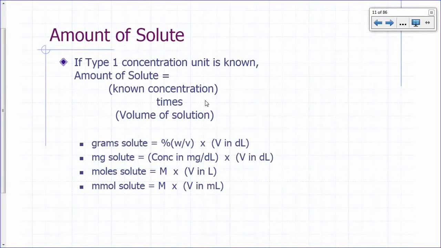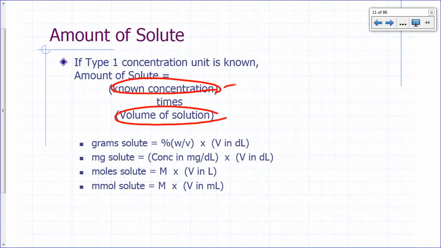Now, if you know the concentration of a solution and you had a sample of it, so let's say you went to the lab, there's a label on the bottle that tells you what the concentration is. How can you figure out how much solute is in there? All you have to do is multiply whatever the known concentration is by the volume of the solution if the concentration unit is of type 1.